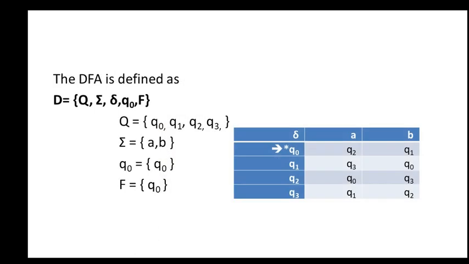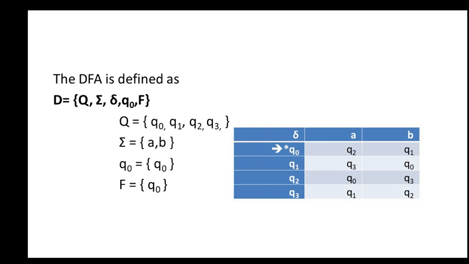And the mathematical representation of this DFA is: Q is the set of states. We have 4 states here: Q0, Q1, Q2, Q3, and the input symbols are A, B. The start state is Q0 and the final state is also Q0.